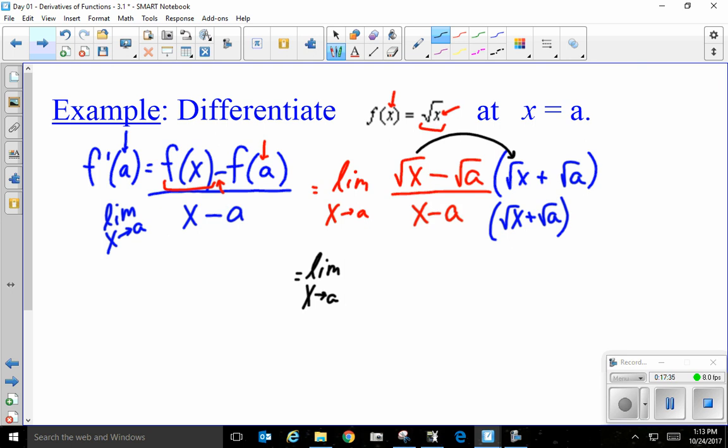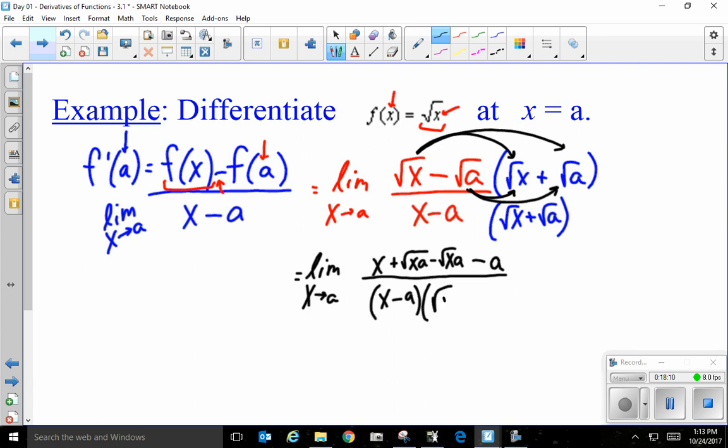1x. Radical x times radical x will be radical x squared. The radical and the square cancel, that's x. Radical x times radical a is plus radical xa, they're all under the radical. Negative radical a times radical x is minus radical xa. That's a nice little cancel. Negative times a positive is negative. Radical a times radical a is a. All over, and I'm going to leave the bottom the way it is: x minus a times the square root of x plus the square root of a.